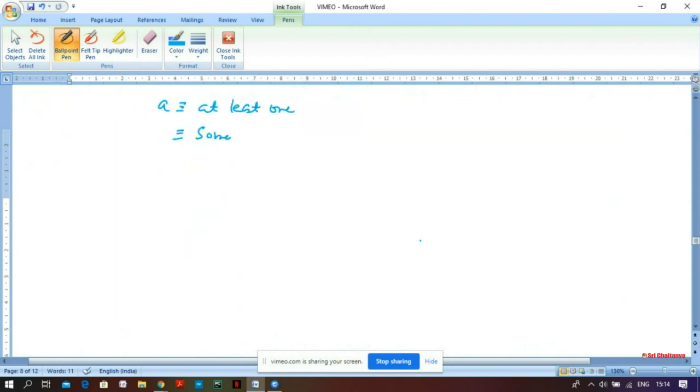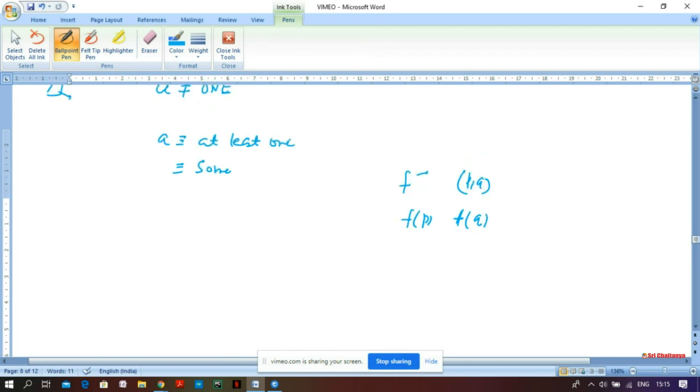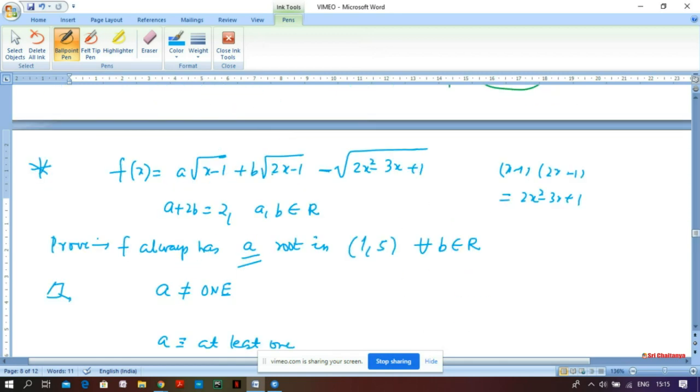Whenever you have to show that some function or polynomial has a root in, say, (p, q), then you must find f of p and f of q, if f is continuous. So first check this: f is continuous, because f is made of continuous functions.